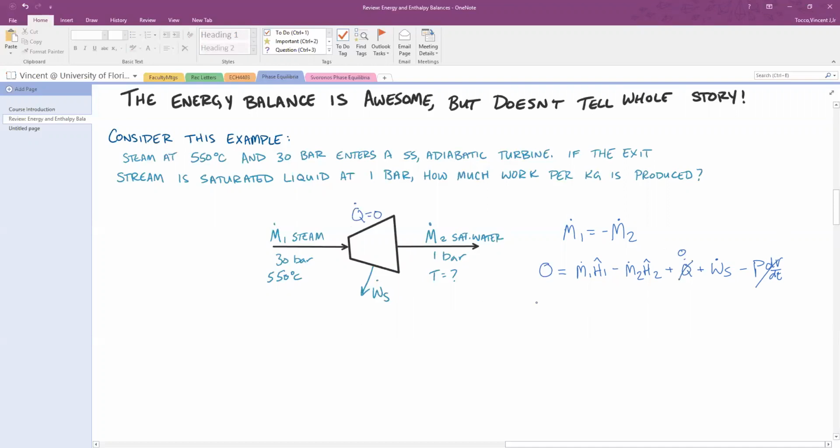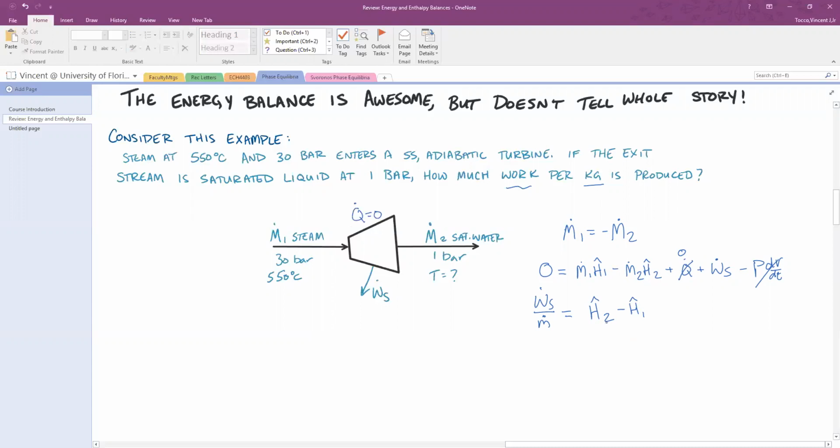So I can solve for shaft work over m dot. So this is exactly what we want to solve for. Work per kilogram produced is shaft work over kilogram. Ws dot over m dot is equal to, let's see, because I brought this over to the other side, I want to flip the negative sign. So it's going to be H hat 2 minus H hat 1. All right, and I know both conditions of stream 2 and stream 1.